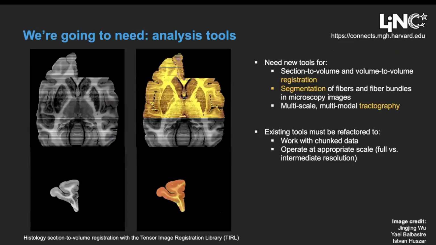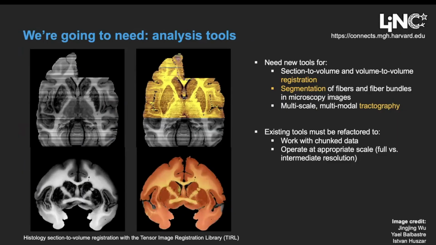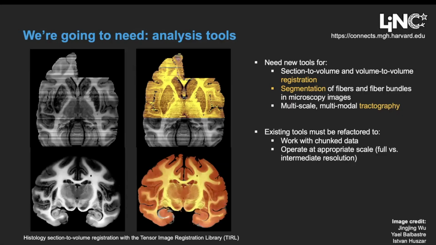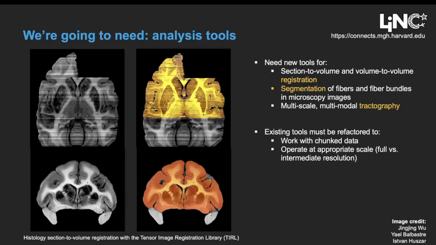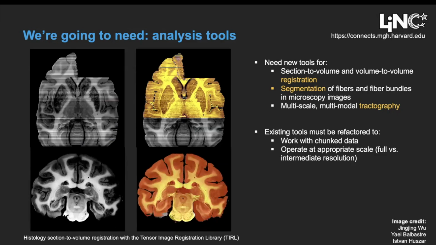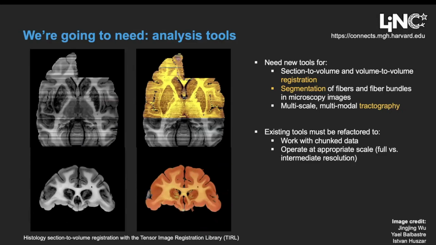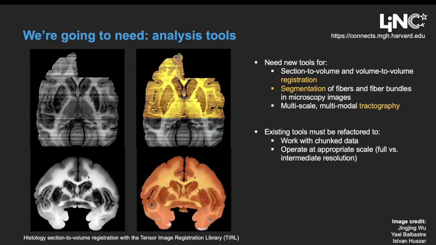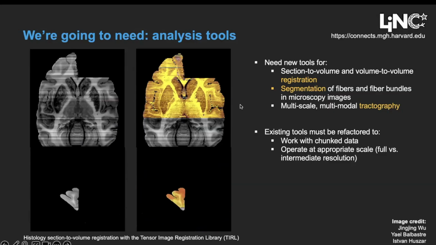And then the analysis tools. So we know and love a lot of tools for brain registration and segmentation, but these will have to be refactored to work with these chunked data formats and to be able to operate at the appropriate scale of resolution. So for whole brain registration, maybe we do not need the full submicron resolution. We need some intermediate scale, whereas for segmenting axons, for example, we do need the full scale of resolution. So lots of work to do and lots of food for thought, I hope.